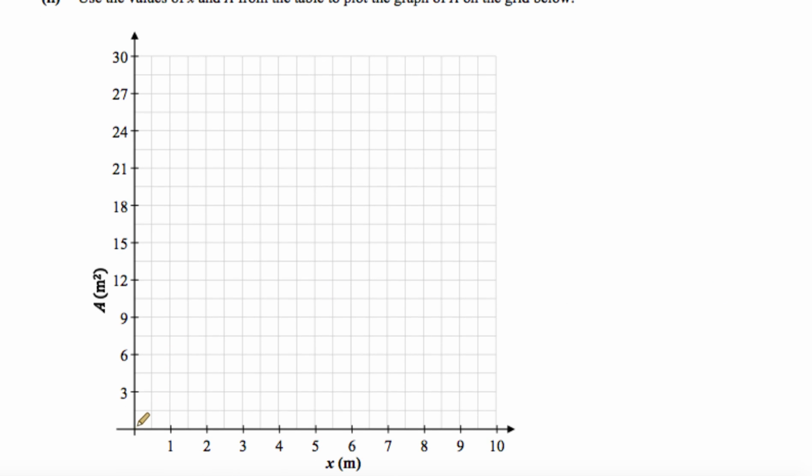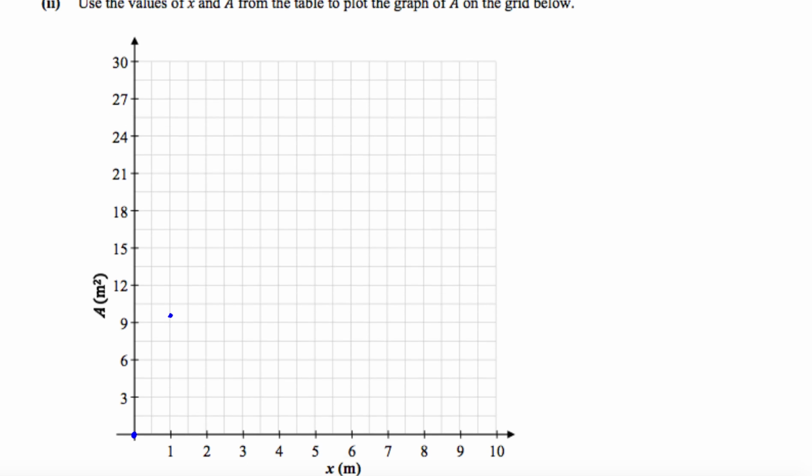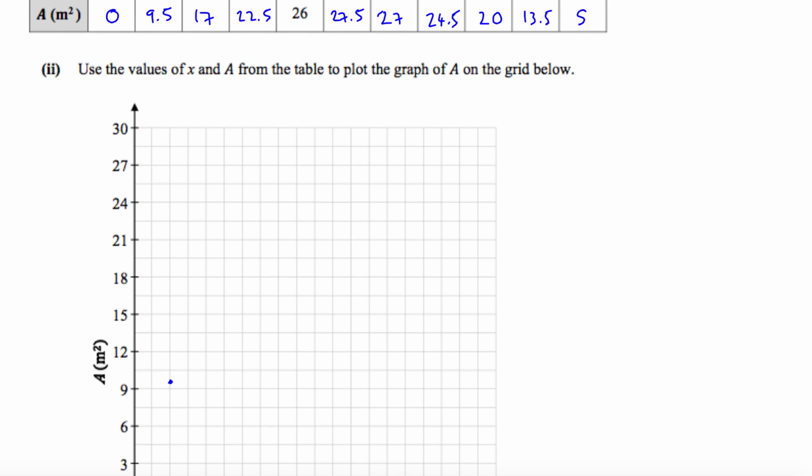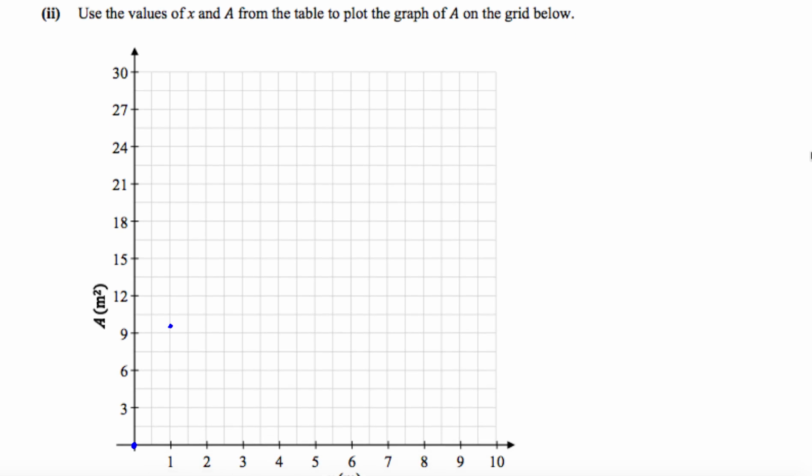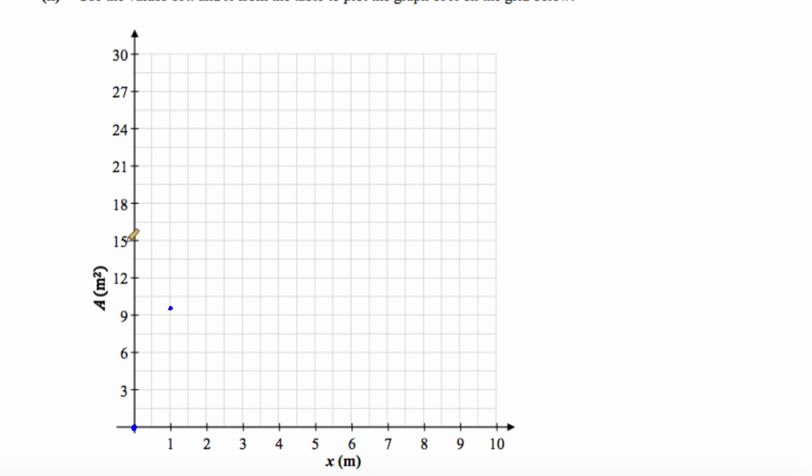So we've got 0, 0, then 9.5. Halfway between 9 and 12 would be 10.5. So 9.5 would be somewhere here. And 17, I think, was the third one. Yeah, 17. So over to 17, so 15, 16 and a half would be there, so 17 would be just above there.